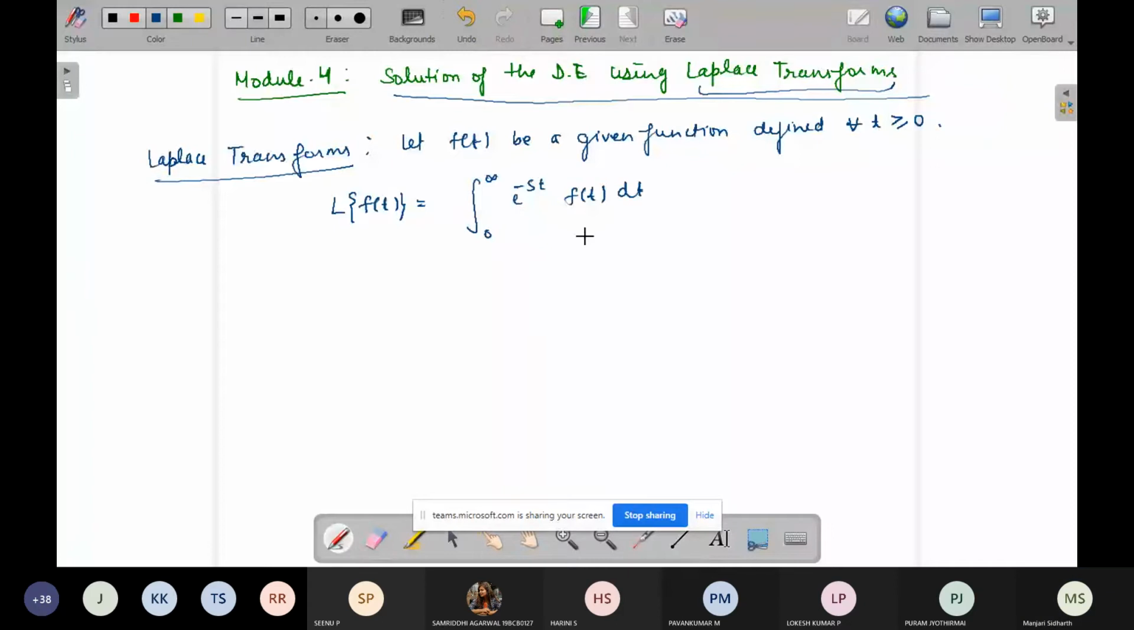Now see, this is the integration with respect to t, an improper integral, right? 0 to infinity. That means you are integrating with respect to t, so once you integrate, you have to put the limits of 0 and infinity for t, right? That means the answer you will get is in terms of s, a function of s. So the Laplace transform is basically used to transform the time dependent function to the frequency based function.